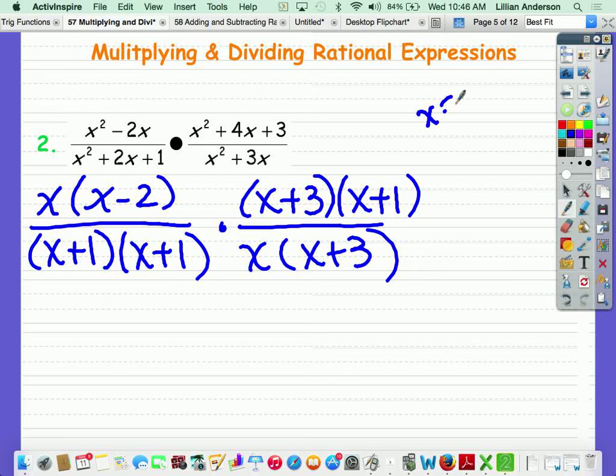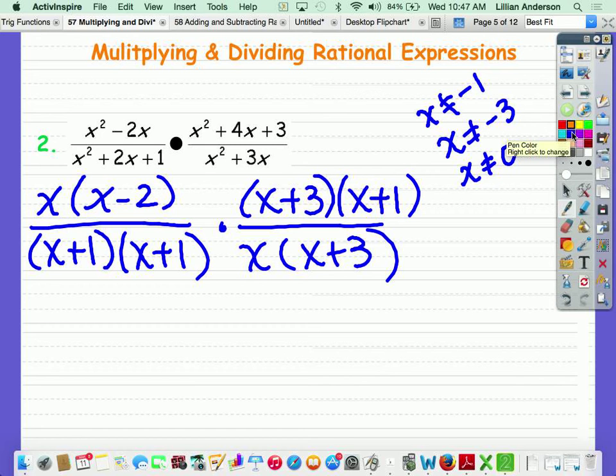X cannot equal what number? Negative 1 or negative 3. There's one more. 0. Because there's an extra x outside of it. So whenever there's an x, an 8x, 4x, 2x squared, if there's an x on the outside, it cannot equal 0.